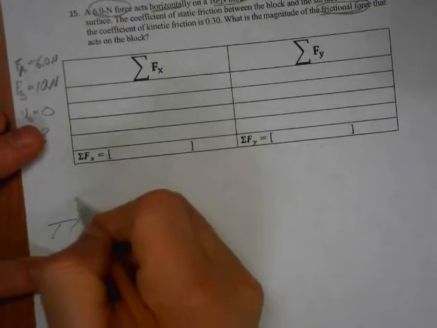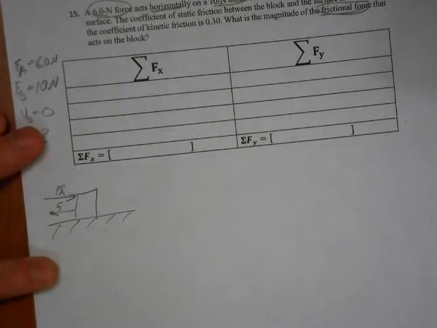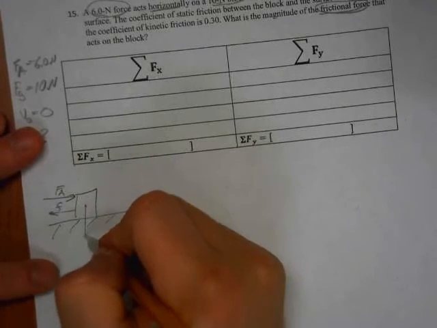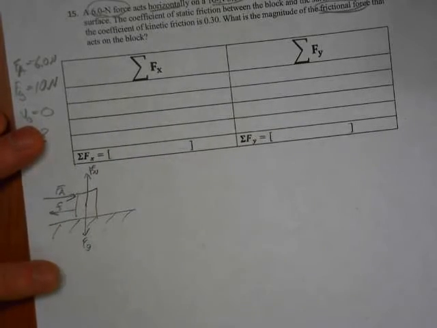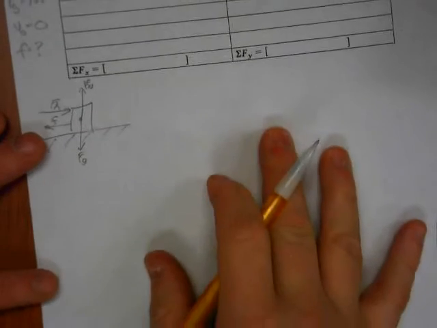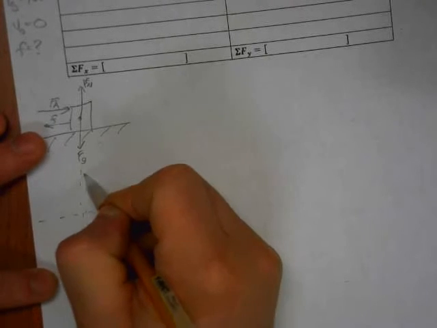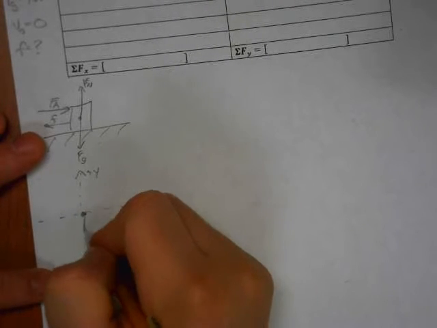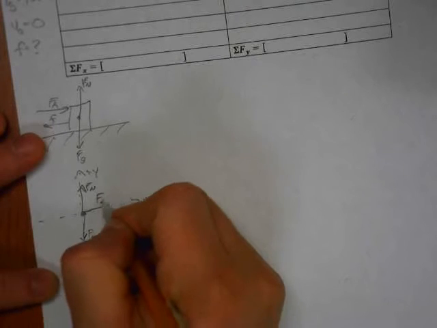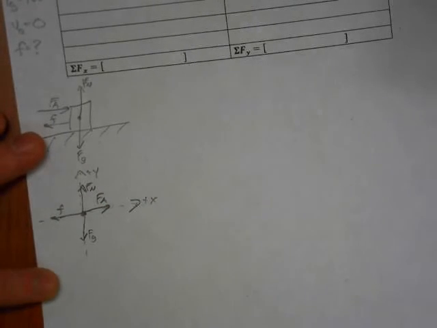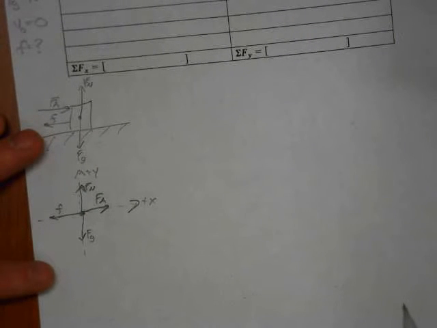Drawing the diagram, we have force applied. We have force of friction that always opposes motion. We have the force of gravity. And we have the normal force. If I then draw a free body diagram: force of gravity, normal force, force applied, and the force of friction. Real simple diagram because all of our forces are already parallel or perpendicular to each other.